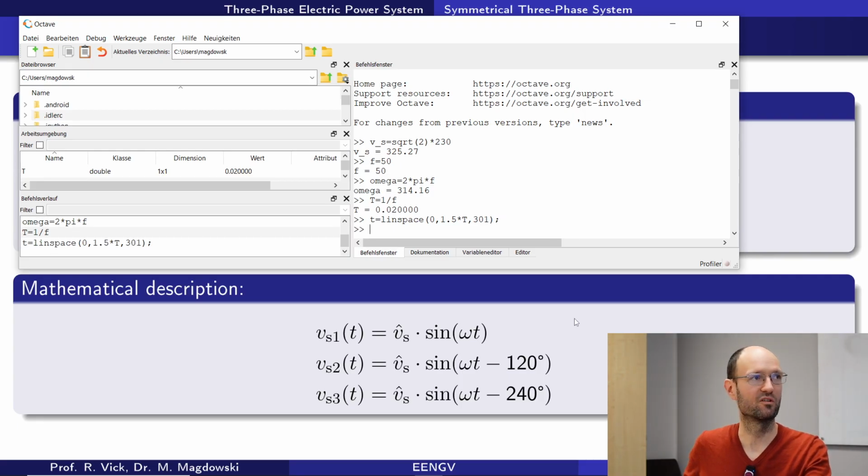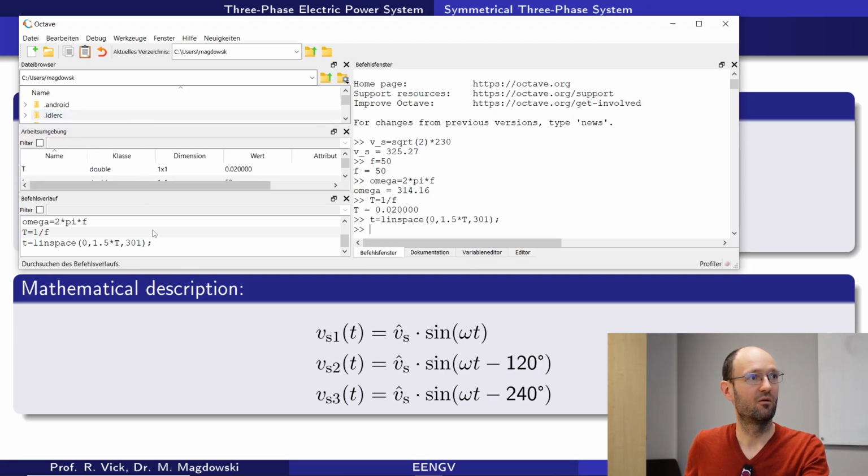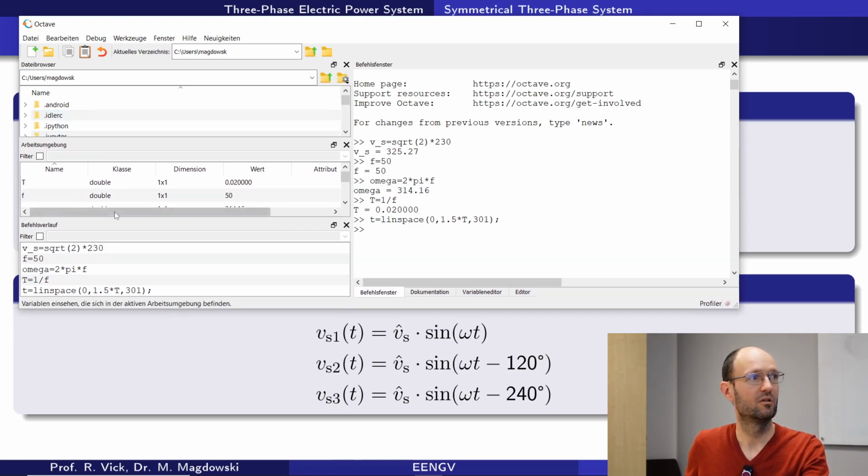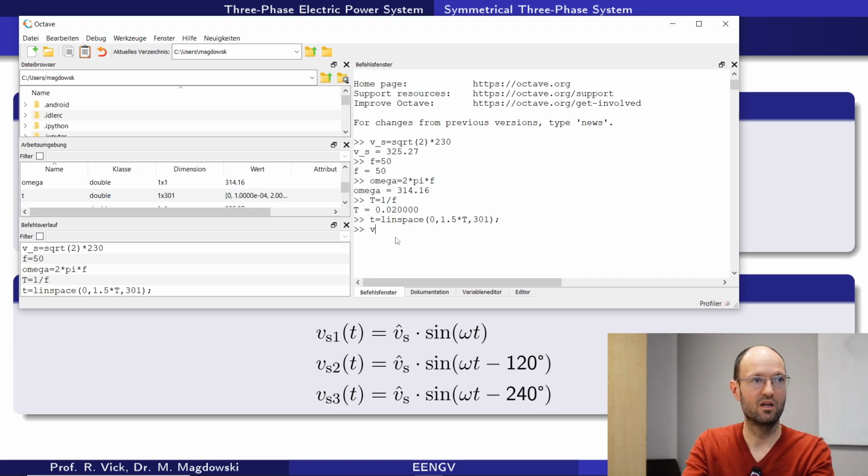Okay, because now our time here is 301 points. So then we should be able to calculate Vs1: this peak value multiplied with sine of omega times t, and that's it.